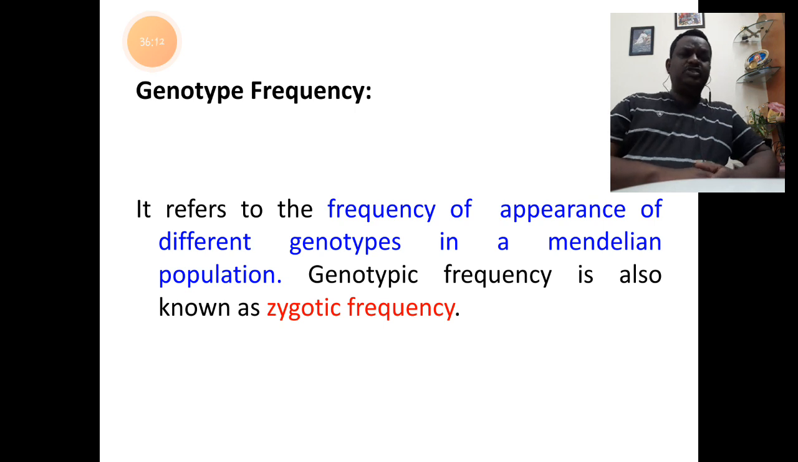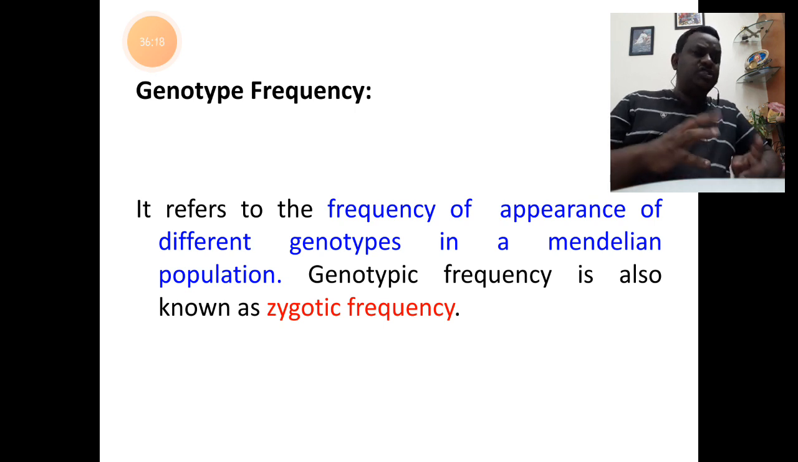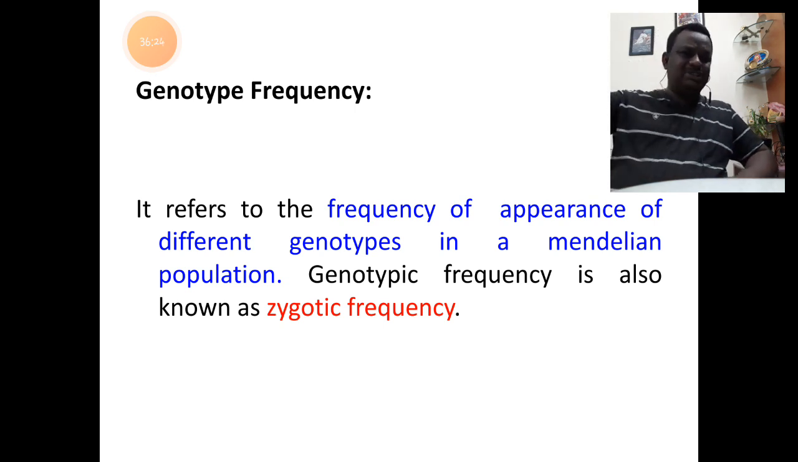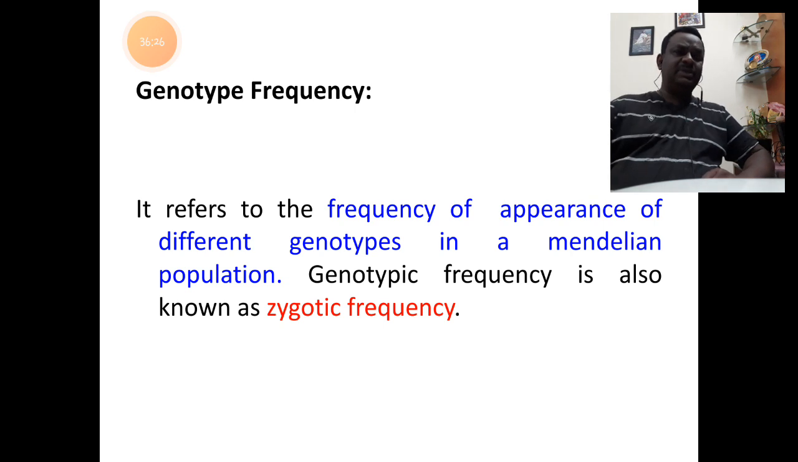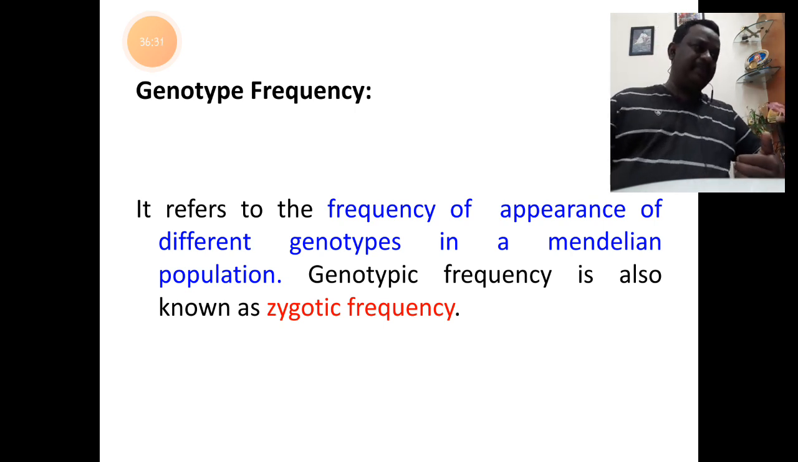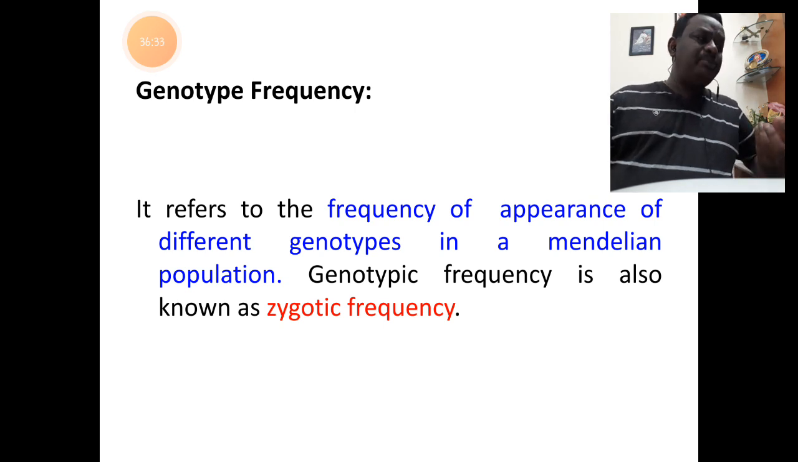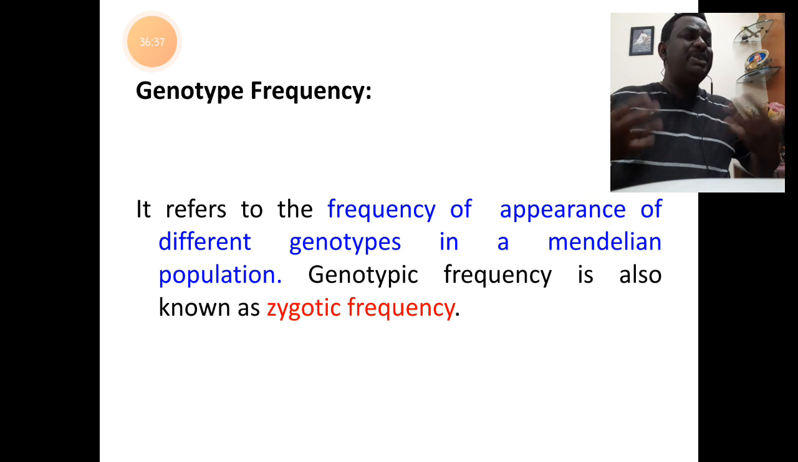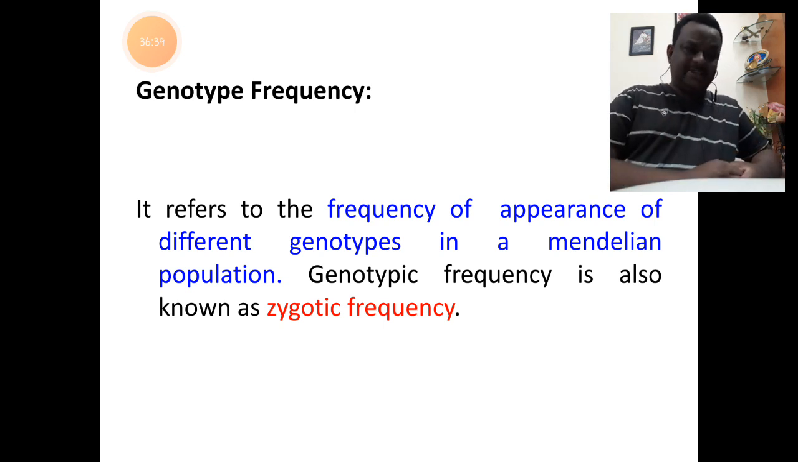The next comes the concept of genotype frequency. Okay, gene frequency, genetic frequency, allelic frequency refers to one concept, which is what we have understood now. The next is genotype frequency. Genotype represents the representation of a genetic trait.